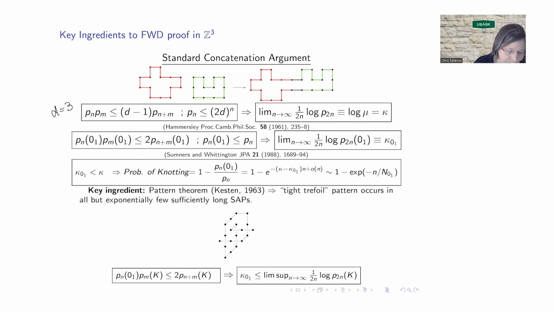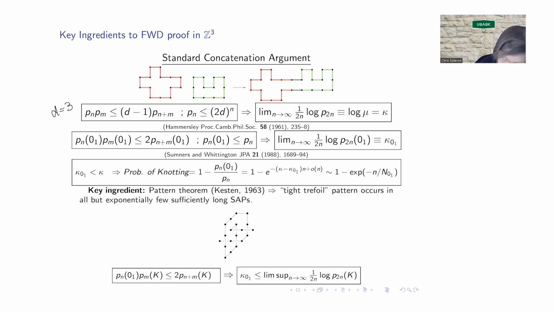And then, as I said on the previous page, what DeWitt and Stu proved is that they used a pattern theorem for self-avoiding walks that had been proved by Kesten, and they adapted it to work for self-avoiding polygons. They show that all except exponentially few self-avoiding polygons contain a tight trefoil pattern. We call it a tight trefoil pattern because if it occurs anywhere in a polygon on the lattice, it means that that trefoil has to be in the knot decomposition of the resulting polygon knot type.